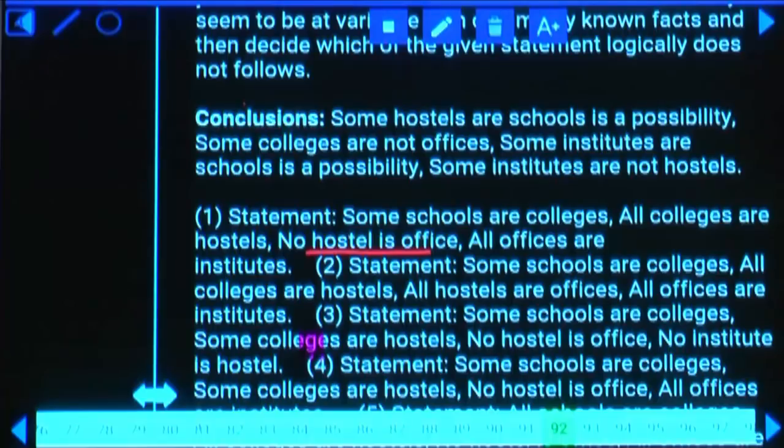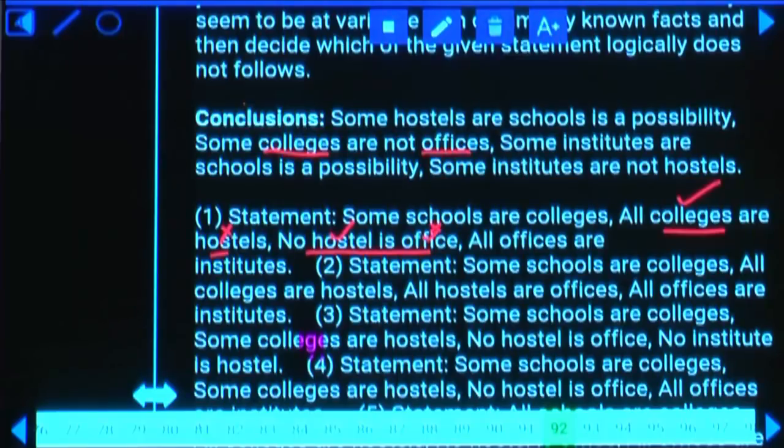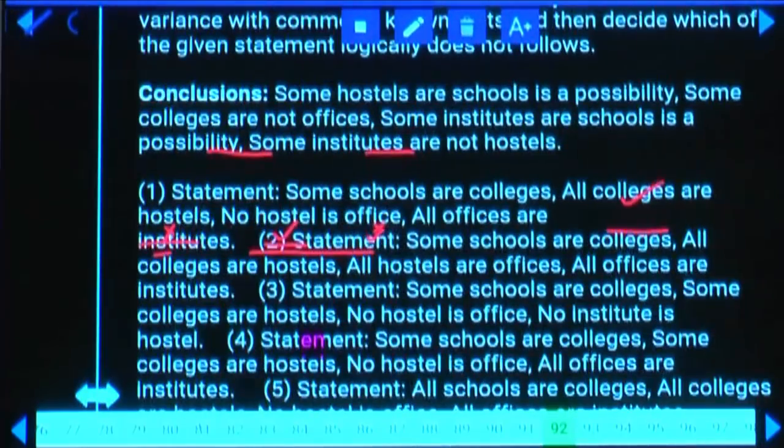Now I am talking about some colleges are not offices. No hostel is an office. Office will remain as it is. Hostel should go, college should come. Hostel and college. Is there any statement between college and hostel? Yes, the previous one. Now by combining these two, this is tick and this is cross. Middle term hostel is distributed. And the answer is no college is an office. No college is an office is nothing but some colleges are not offices, which is also true. By combining these two statements, I am able to derive this conclusion.